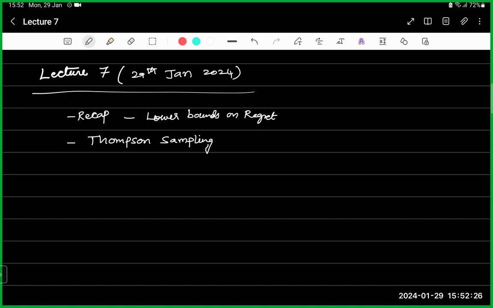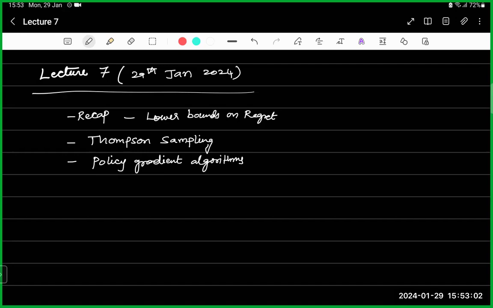And then, if time permits, we'll look at something called policy gradient algorithms. This policy gradient class is a large class of algorithms which is widely used in not just the bandit setup but in the full RL setup as well. A lot of algorithms which are practically used in reinforcement learning are some variants of policy gradient algorithms.